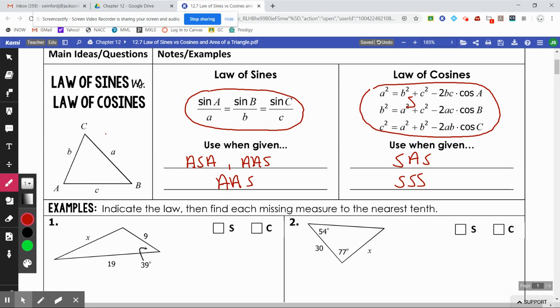Now, reminder, what do we mean by side, angle, side? If you've got a triangle and you're given maybe this side and this side, and the angle, notice the angle's in the middle. You're given the angle that's in the middle of those two sides. That would be a side, angle, side situation. Side, side, side means you're given all three sides.